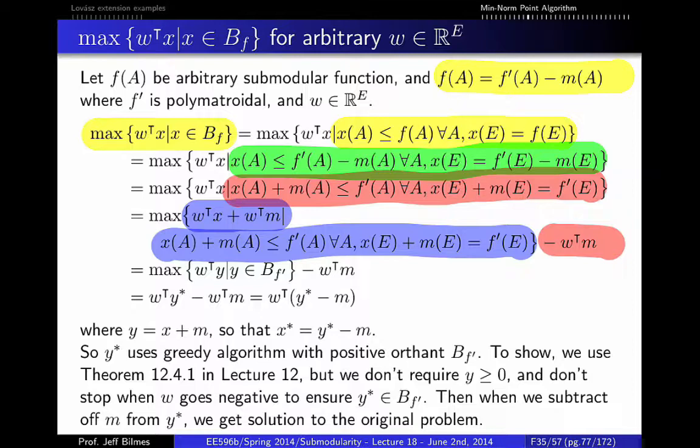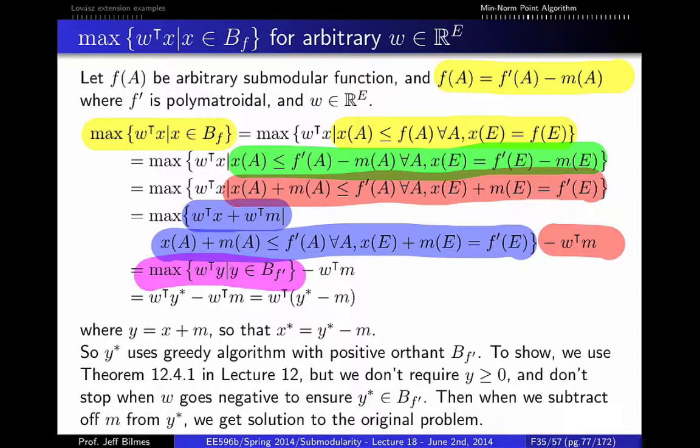So now what we've got is essentially a maximization problem, using a change of variables where y is in the base, where the base is in the positive orthant. And then the proof that we did before, for the base in the positive orthant, still holds.